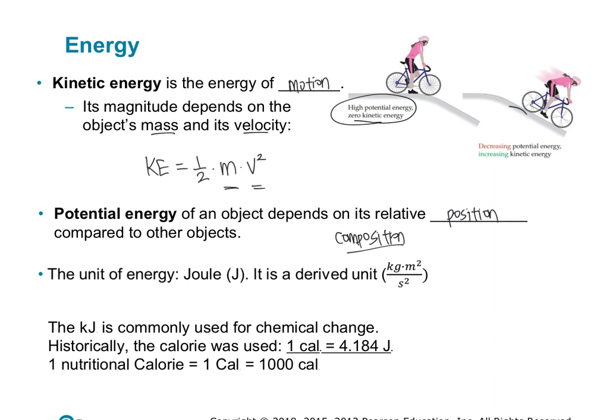Once I start to go downhill, my potential energy goes down because my height decreases, but I start to gain some speed, so my kinetic energy goes up. So there's that transfer of energy.